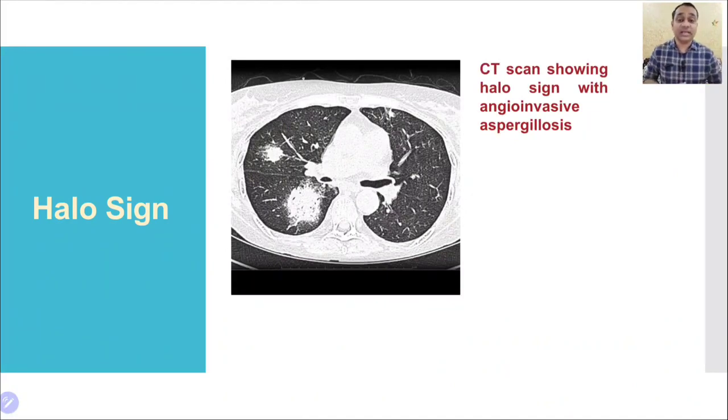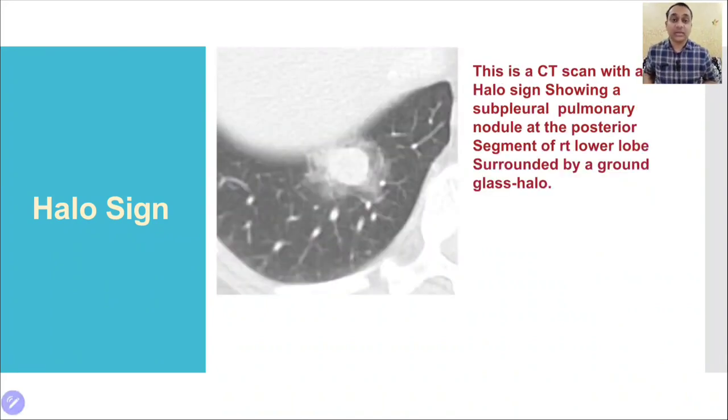This is one more CT scan of another patient which shows the halo sign with angio-invasive aspergillosis. In this patient with angio-invasive aspergillosis, there is a central area of consolidation surrounded by ground glass opacity, which is called the halo sign. This is one more example, a CT scan of a patient which shows the halo sign with a subpleural pulmonary nodule. This is the subpleural pulmonary nodule at the posterior segment of the right lower lobe, which is surrounded by ground glass opacity. So this is one more example of the halo sign.